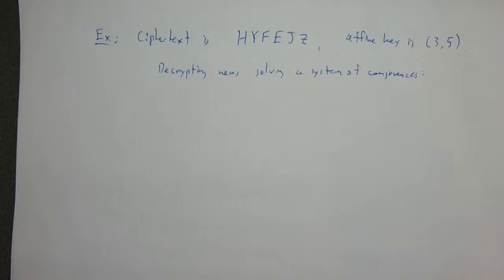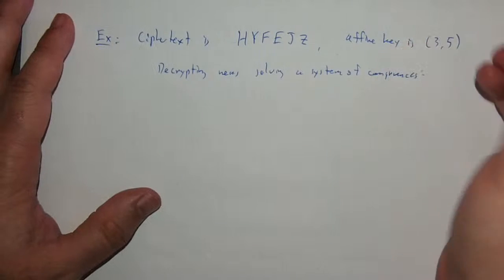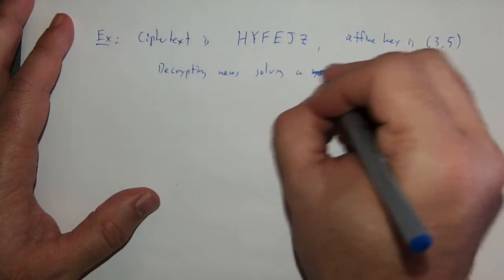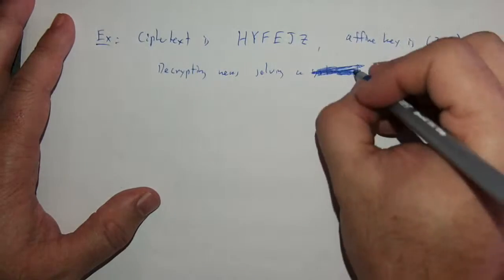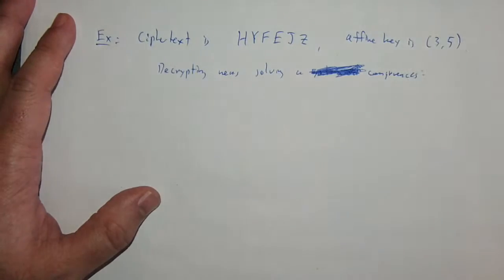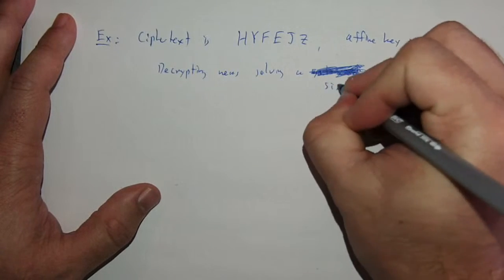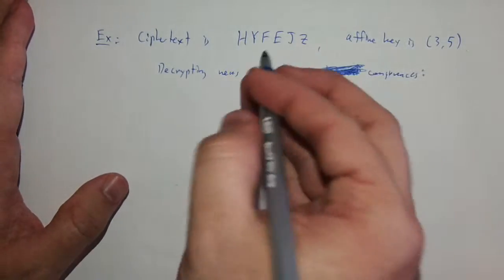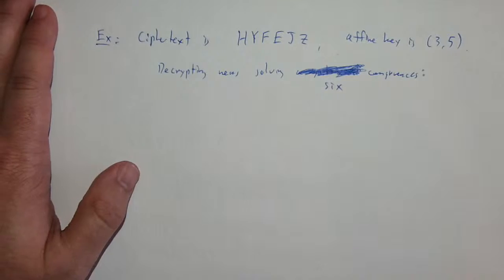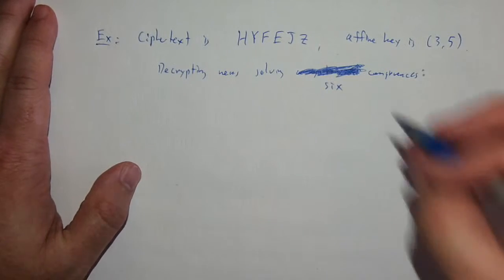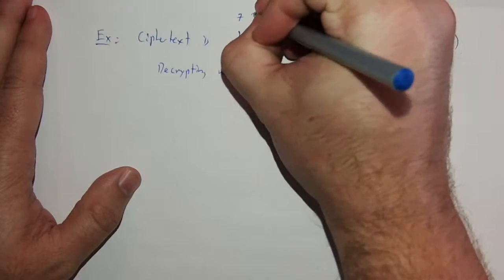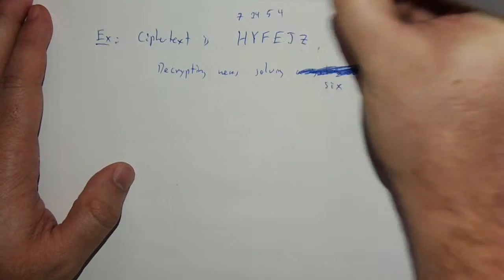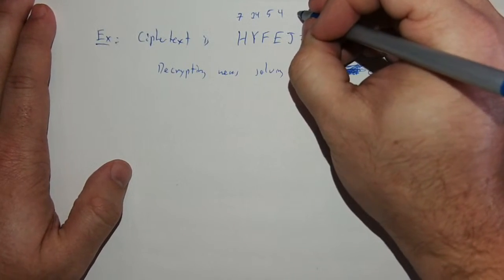Or I shouldn't say a system of congruences. I get a single congruence for each letter. They're not really a system, because I'm not solving them simultaneously. They're just a list of 6 separate ones. So, solving 6 congruences. To figure out which congruences I need, I associate each one of these with a number. Of course, this is 7. Y is 24, F is 5, E is 4, J is 9, and Z is 25.